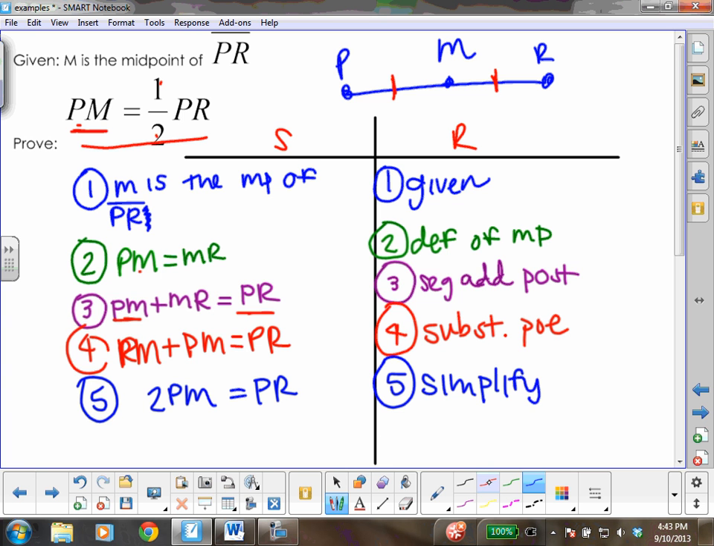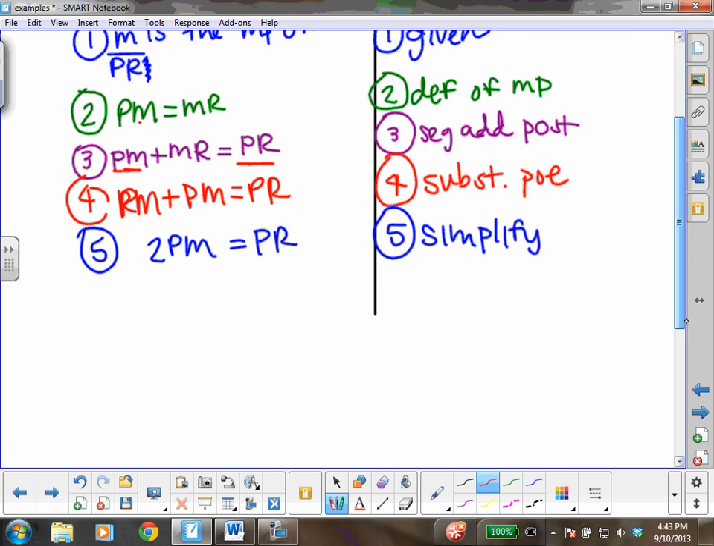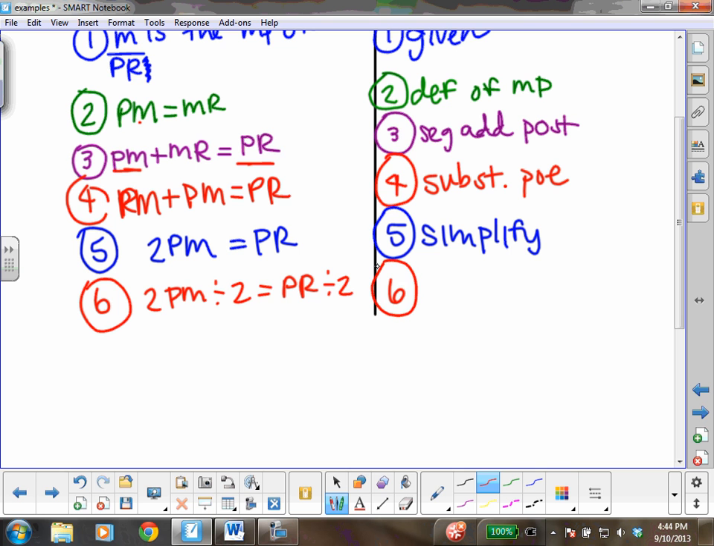And I want to show that PM is half of PR. So I'm going to get PM by itself and divide both sides by 2. That's the division property of equality.